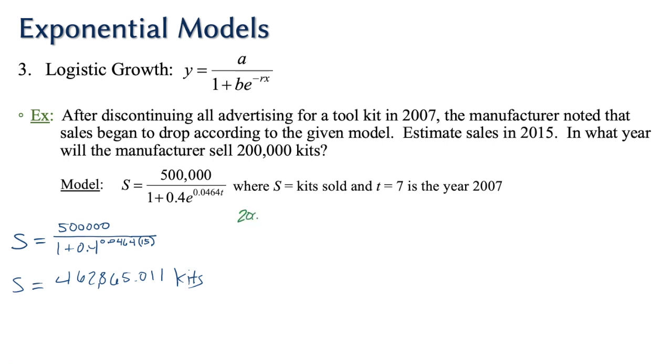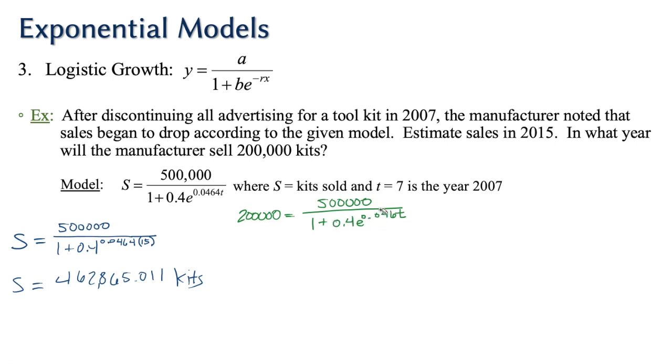So we put our 200,000 in for S, and then we have our 500,000 in the numerator, over 1 plus 0.4 e to the 0.0464t. Again, here's the big difference: we're solving for T. Just like our previous problems with an exponential, our job is to get this by itself, rewrite it as a logarithm, and then punch it up. The problem in this one, unlike our last models, is that it's in the denominator. So we've got to figure out a way to get that out of the denominator.